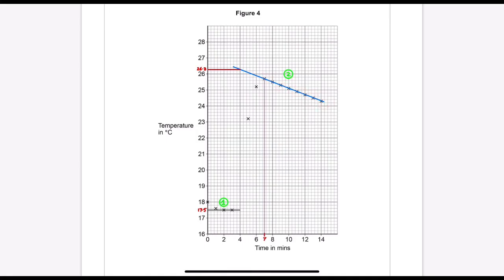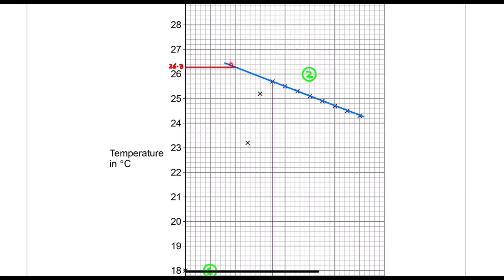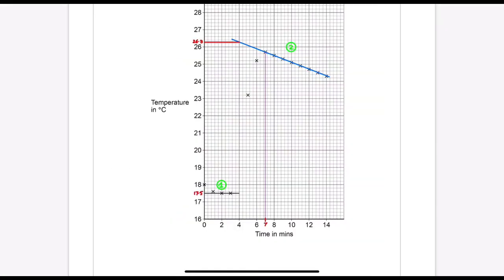We need to draw the line of best fit, which is a straight line passing through these points. We need to extend this line back to the time of 4 minutes. The student will get full 2 marks, not only plotting the straight line but also extending it up to 4 minutes.